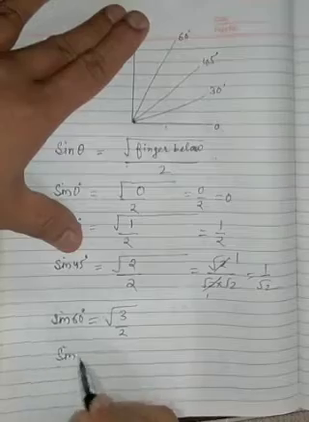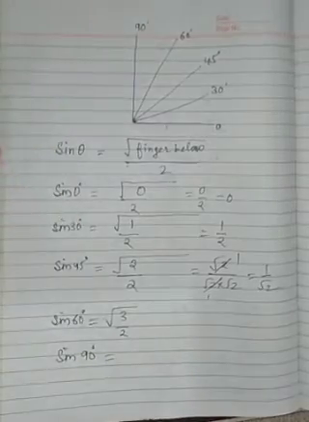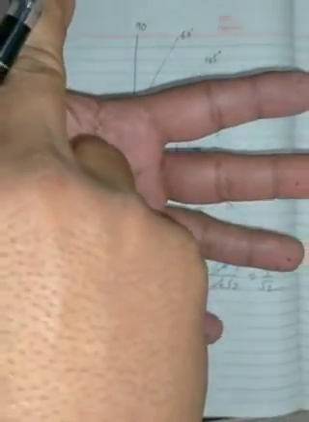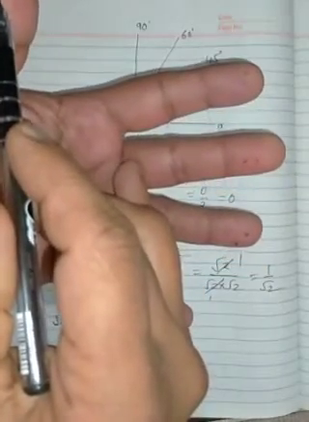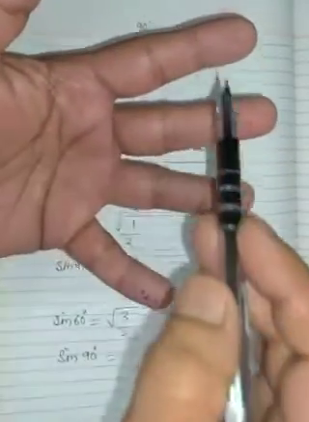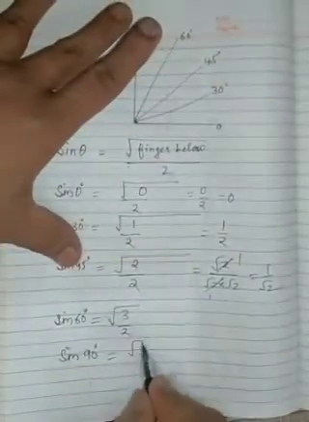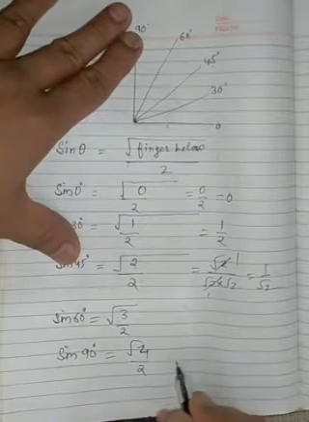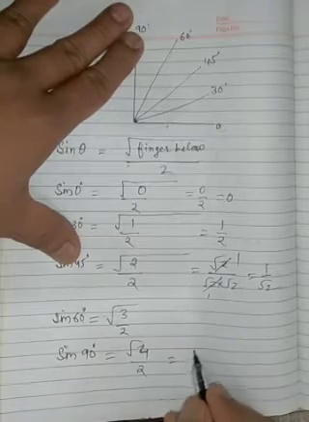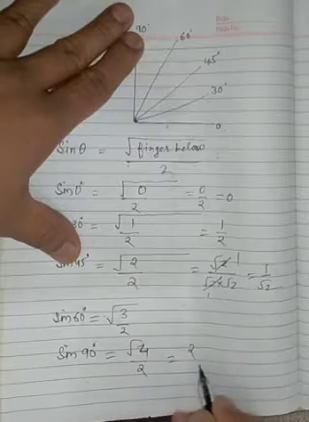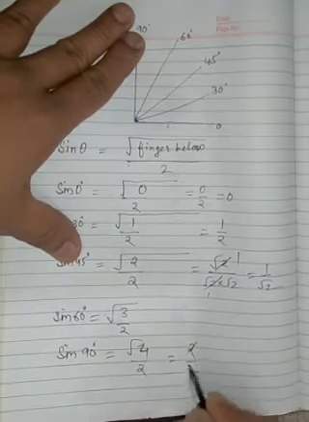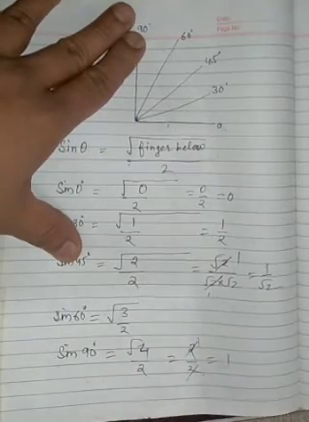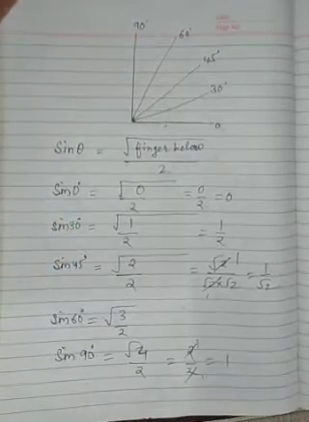And the last one is sine 90 degree. Now here thumb shows the value of sine 90, looking at this figure. So sine 90 is equal to fingers below thumb are 1, 2, 3, 4. So under root 4 upon 2. Now under root 4 is equal to 2 upon 2, that is equal to 1. So sine 90 degree is equal to 1.